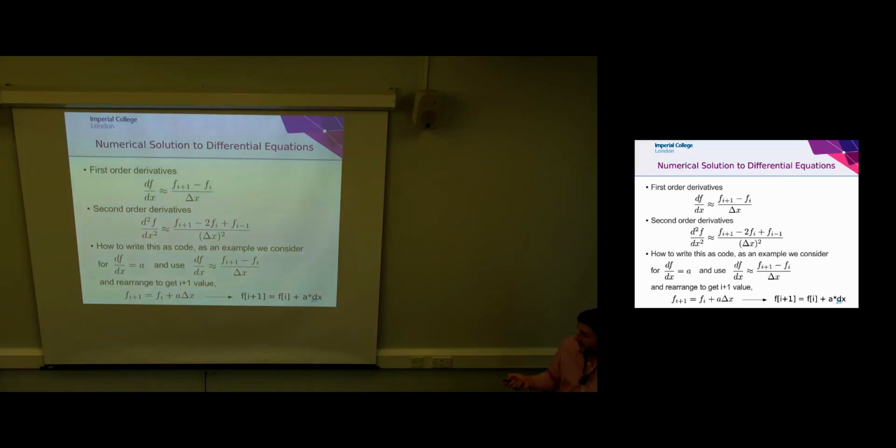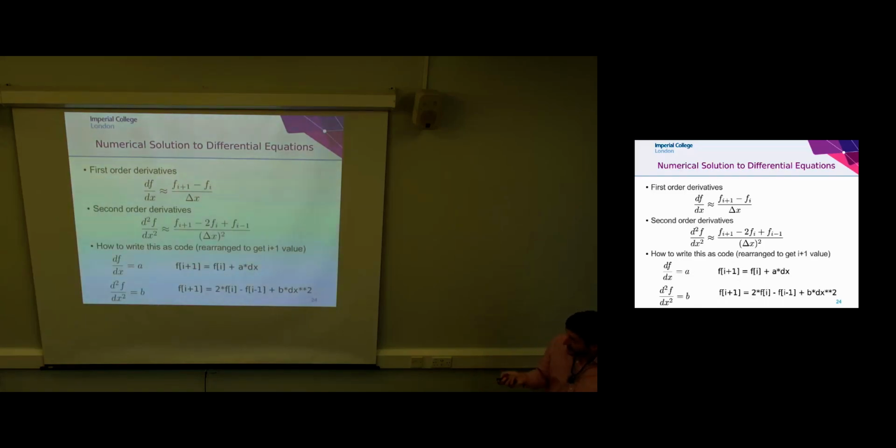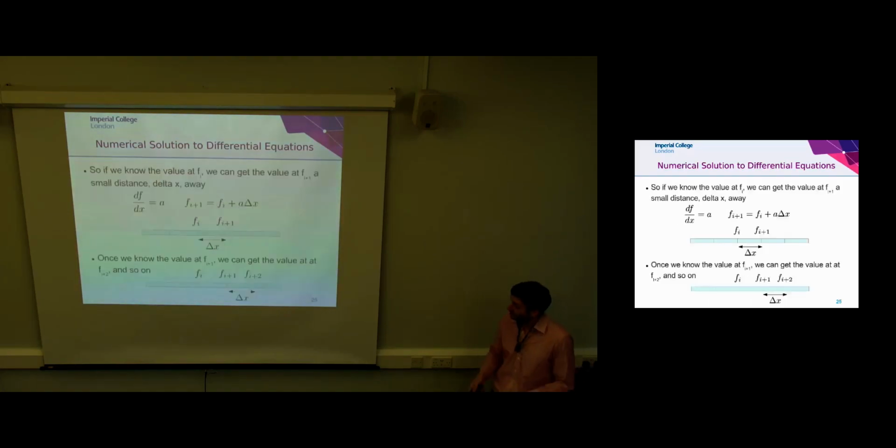So this gives us a kind of algorithm, if you like, a way of getting the value of f at i+1 from the value we know of f at i. Just by rearranging this expression, we get a process for getting the next value of f. The same process can be done for second derivatives. What we're doing here is taking this second order differential equation, replacing it with this form, and then rearranging again to get i+1. Notice in this case we have to know f at i and f at i-1. And we've got a dx squared from that rearranging.